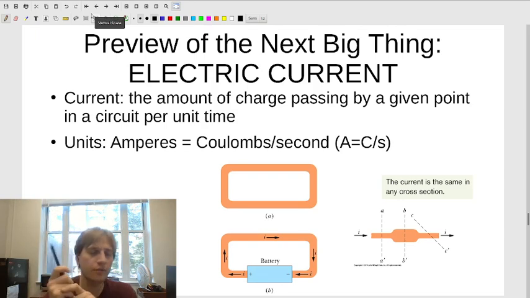What we're going to be thinking about next is what is happening when our charges continue to move. And to describe that, we're going to have to think about a quantity called current. Now, what is current? Current is the amount of charge that is passing by a given point in a circuit per unit time.